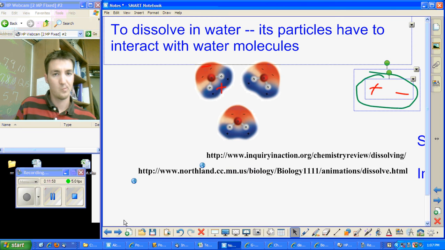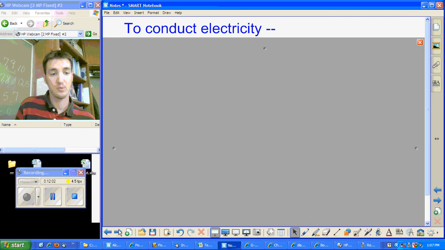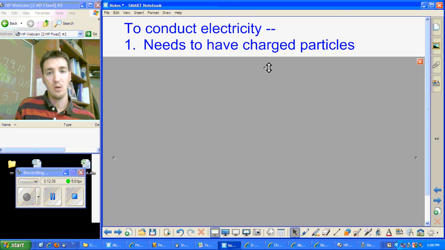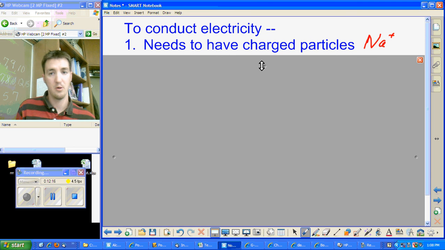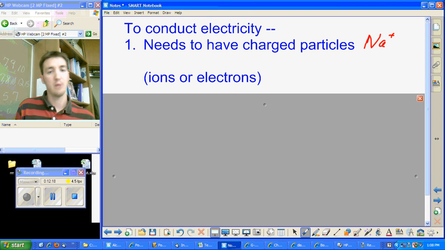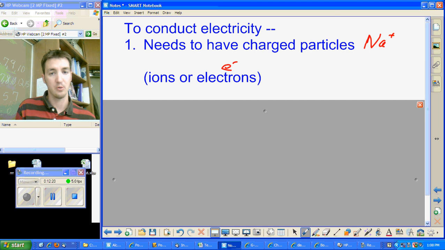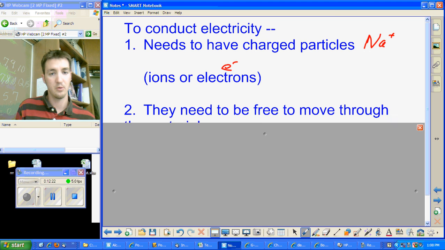Alright, so interacting with water, some molecules do, some don't. To conduct electricity, first off, you have to have charged particles. That's what electricity is based on. That's why electrolytes are charged. So that's why you have your sodium ions. Ions are charged, while an electron would just be an electron that's free.